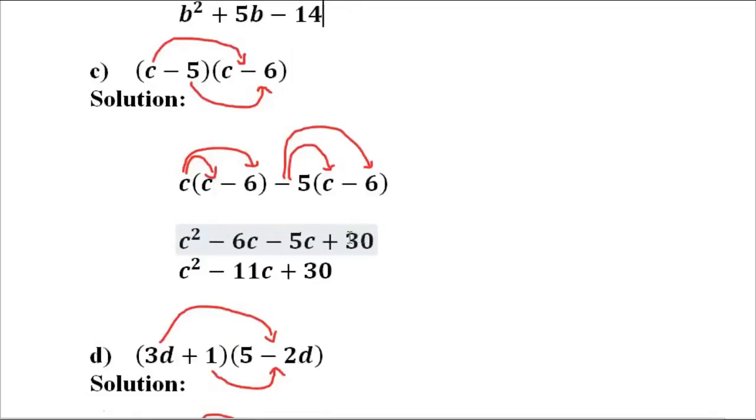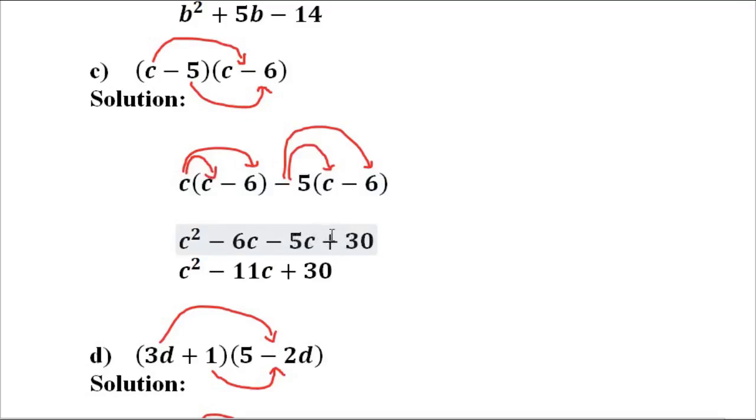We have c times c, positive c squared, c times negative 6, negative 6c, negative 5 times c, negative 5c, negative 5 times negative 6 is positive 30.